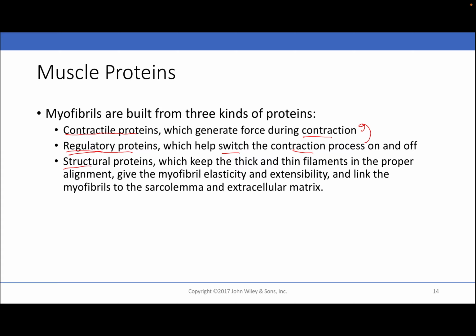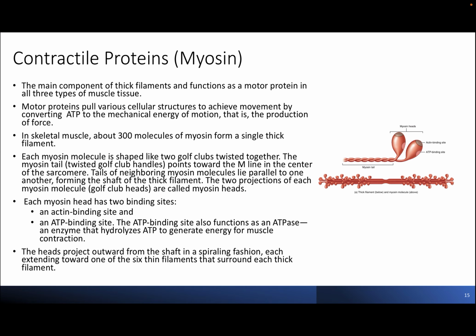And then we have our structural proteins. These are there to keep everything in proper alignment. They're going to keep everything lined up properly. They provide the distinct characteristics that we see for our muscle tissues, with our elasticity and extensibility. And they're also going to link our myofibrils to the sarcolemma as well as to the extracellular matrix. So we're going to look at these, starting with the contractile proteins.